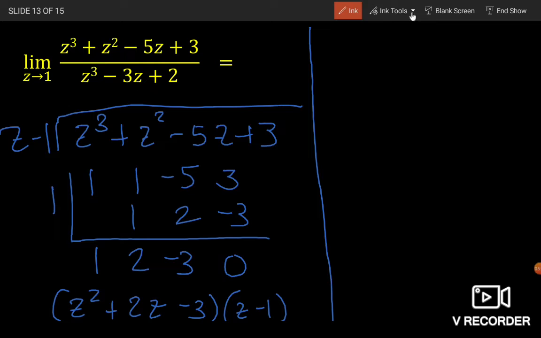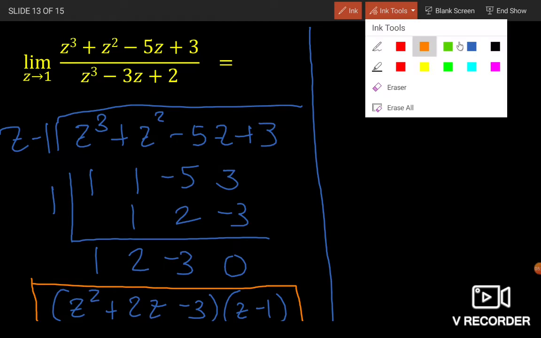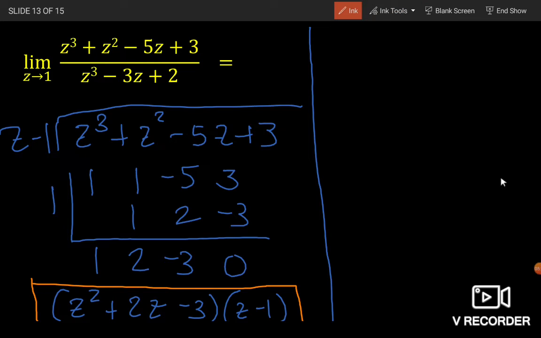So let's remember this term. Let me just put orange color so we don't forget. So this is the numerator. Let's now try to simplify or to factor the denominator.